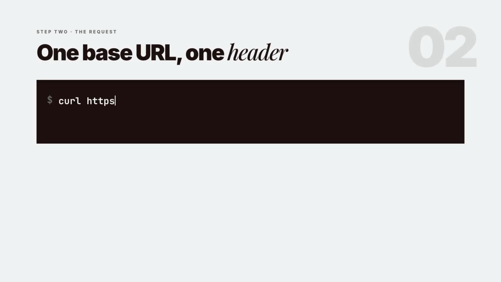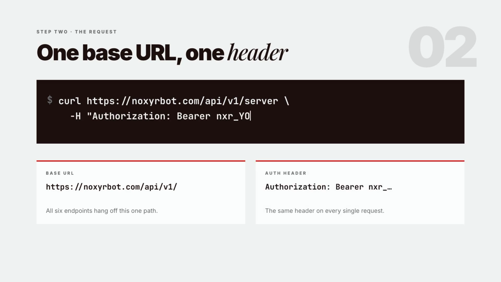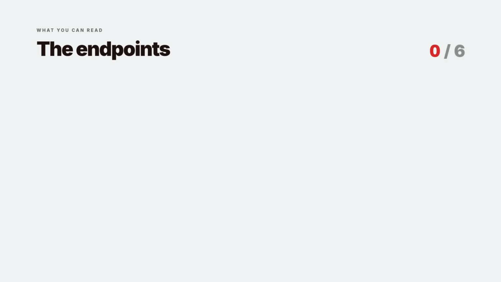Every request goes to noxyrbot.com/API/v1. Your key rides in an authorization header as a bearer token. That's the whole setup. Now the endpoints.